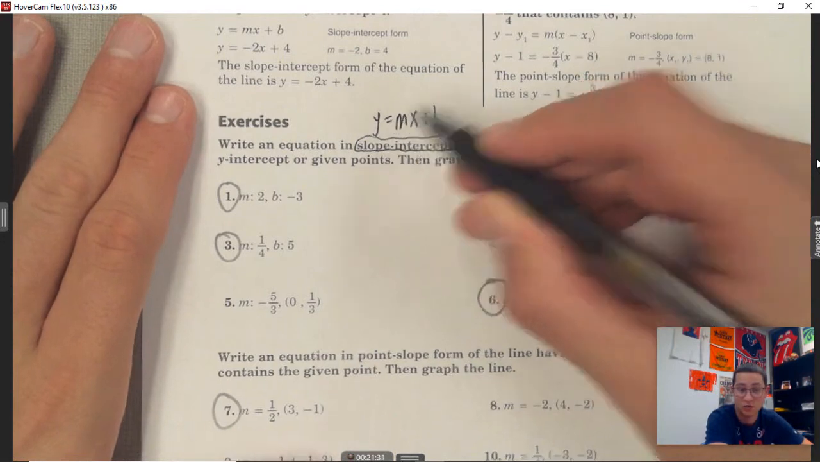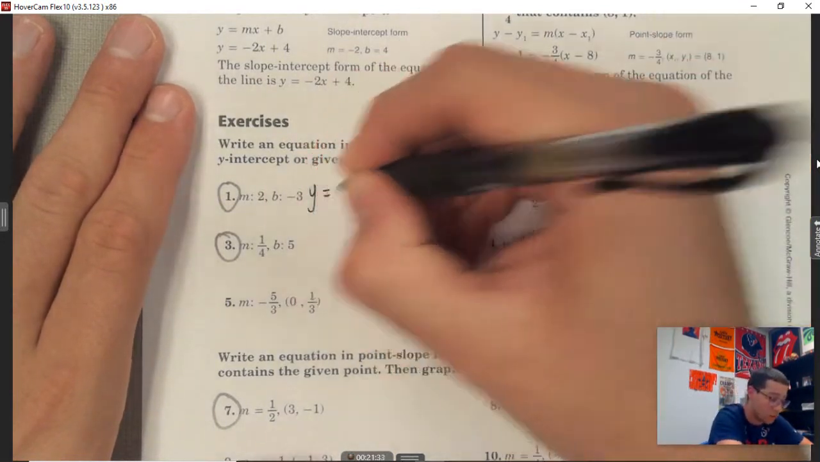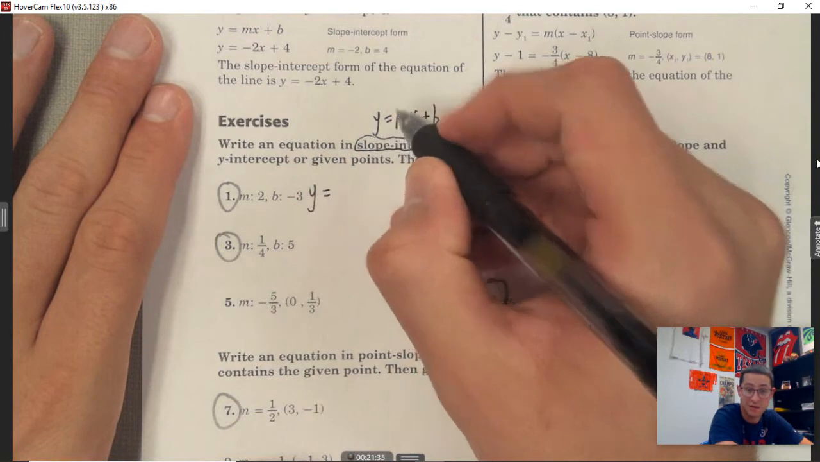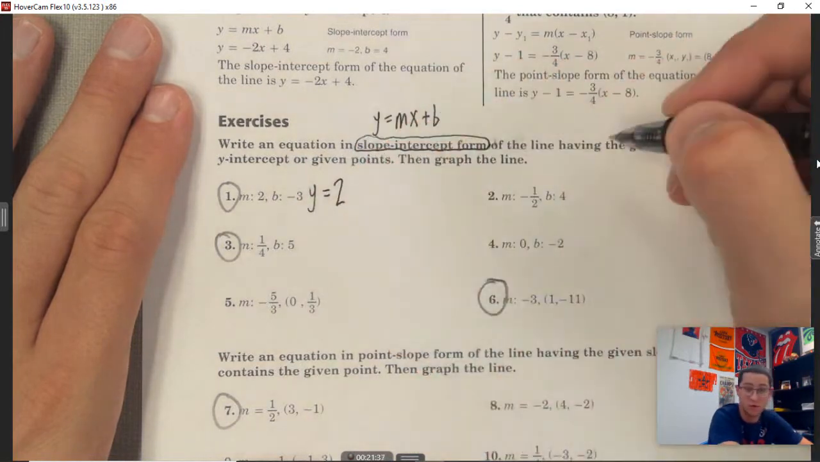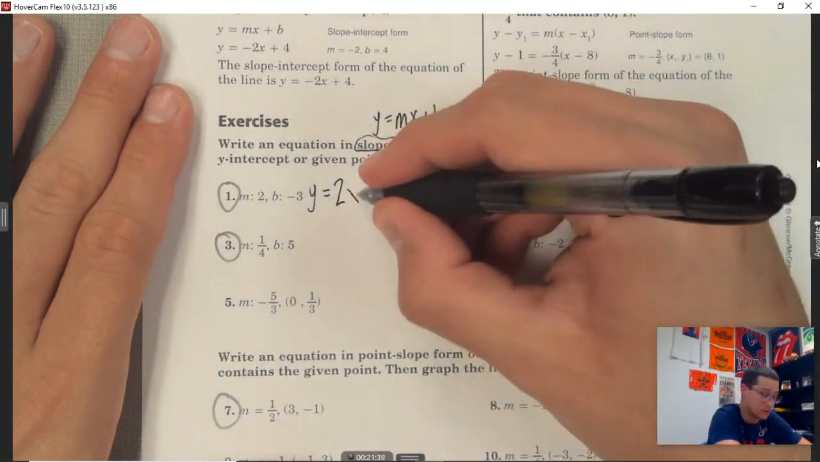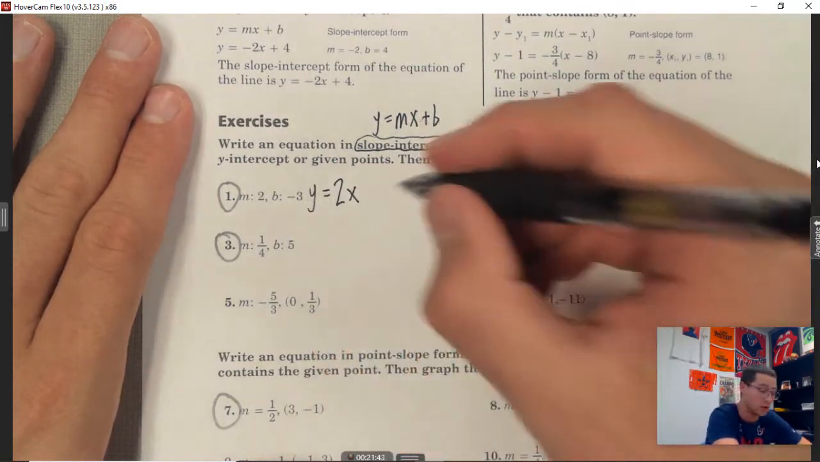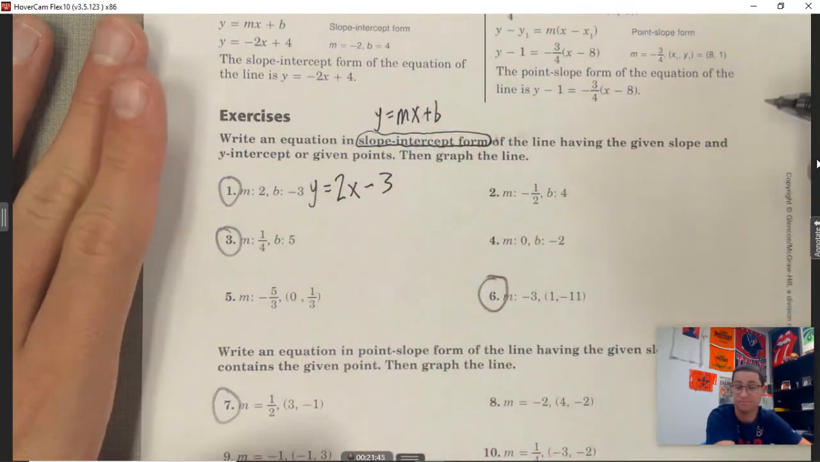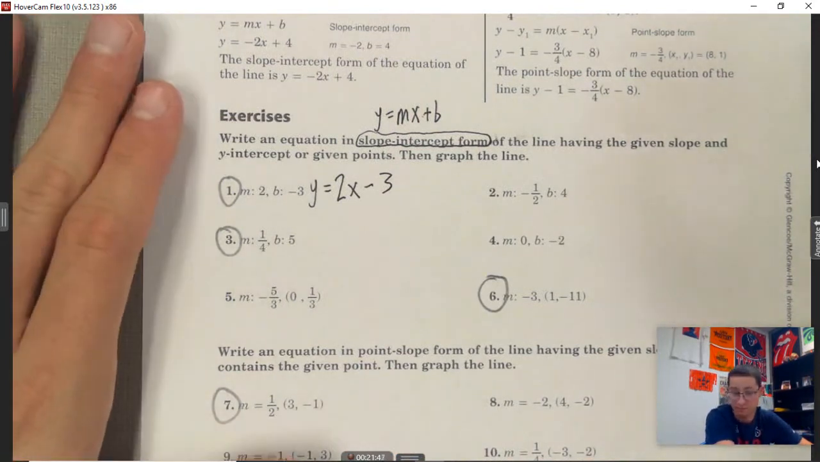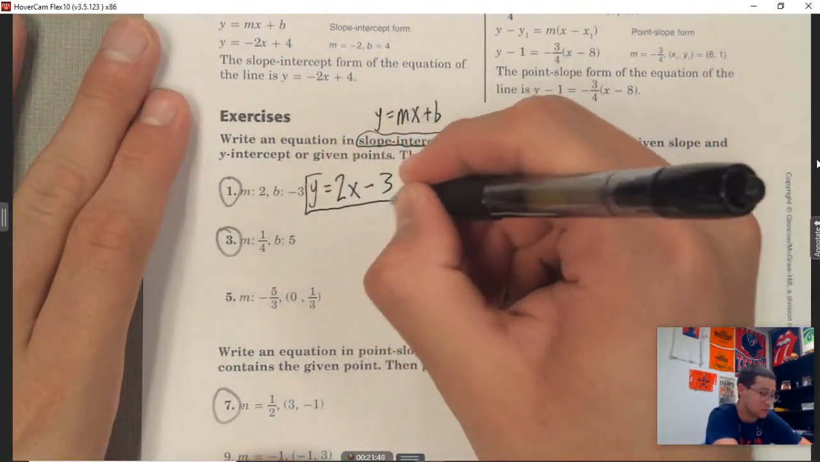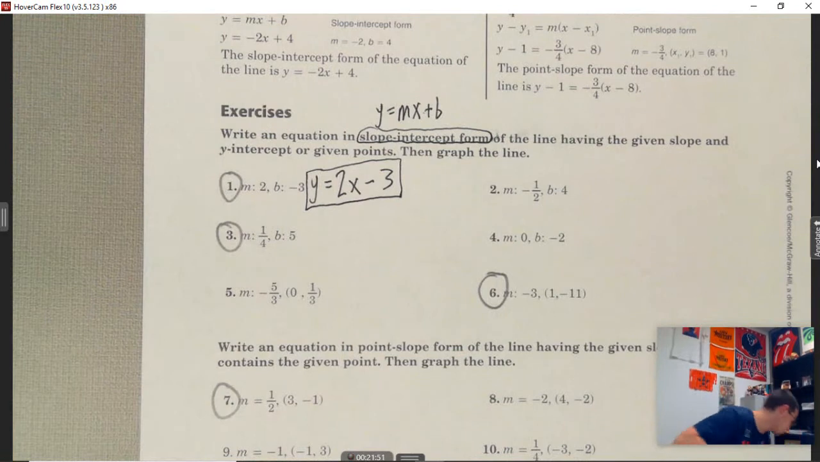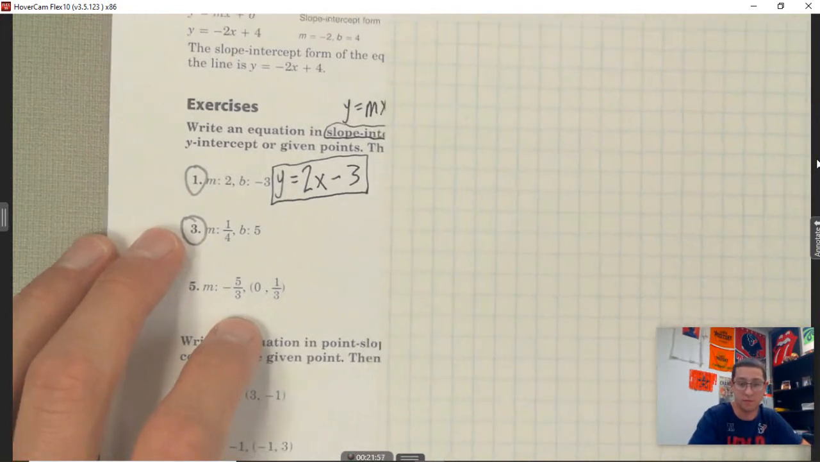So y equals, instead of m, 2. It tells you the slope is 2. Then x, and then b is negative 3. So plus negative 3, in other words, just minus 3. That's my equation: y equals 2x minus 3. So let's graph it. Let's get our graphing paper out.